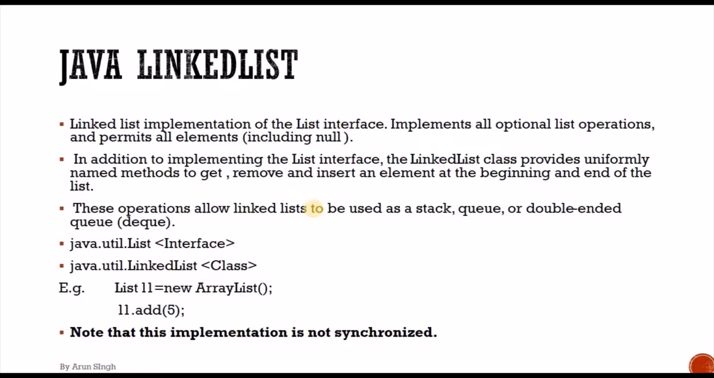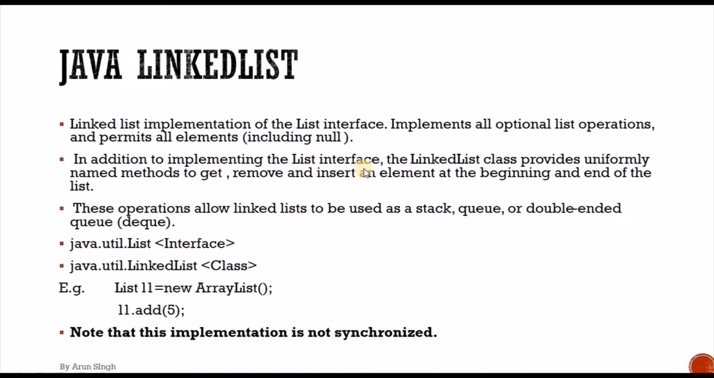When Java implements this linked list, it is not a singly linked list, it is a doubly linked list. This is the first thing you need to remember. That means you can iterate from the first node to the last node by a header, or by a tail you can iterate from the last node to the first node. The LinkedList implementation of the List interface implements all optional list operations and permits all elements, including null.